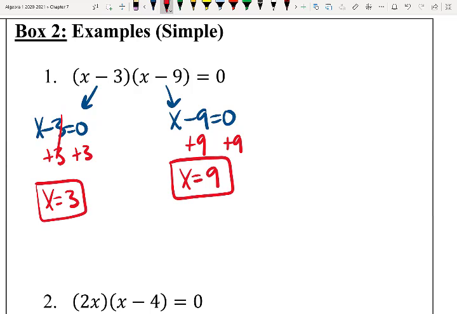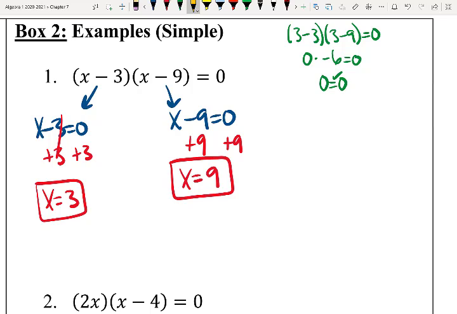Now, either one of those will work because if we went through and checked our answer, if we actually plugged either of those two into my equation, let's just check 3 first. If I plugged 3 in for x, I end up with 3 minus 3 times 3 minus 9 equals 0, which 3 minus 3 is 0, 3 minus 9 is negative 6, and 0 times negative 6 is 0, so that works.